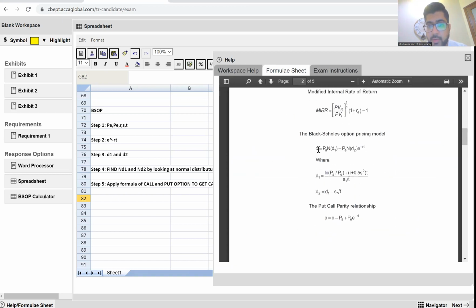See, these are the formulas of BSOP. PA and D1, P and D2, E minus RT. D1 is ln P over P plus R plus 0.5 S square T over S root T. D2 is D1 minus S root T. Put: S P equals C minus PA plus PE, E minus RT. Very, very scary formulas.